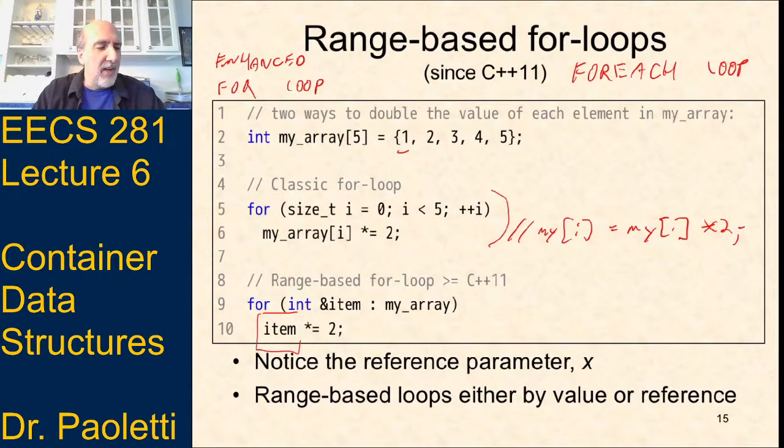Now you might say, wait a minute, I thought you could only create a reference once. Well, this reference gets recreated every time the for loop runs. So every time this for loop runs, the reference is recreated to be a reference to a new element of the array.